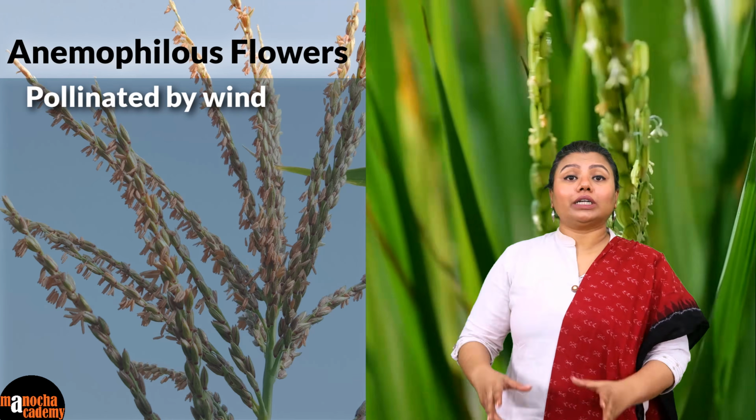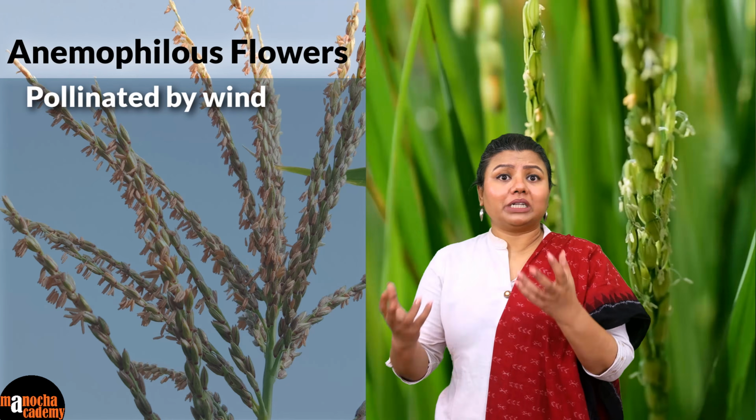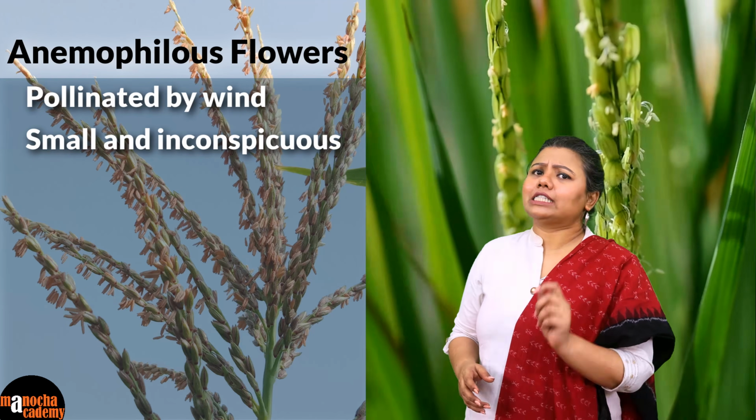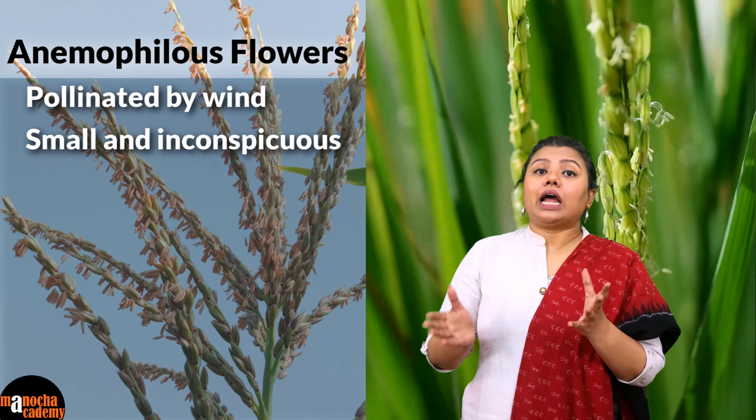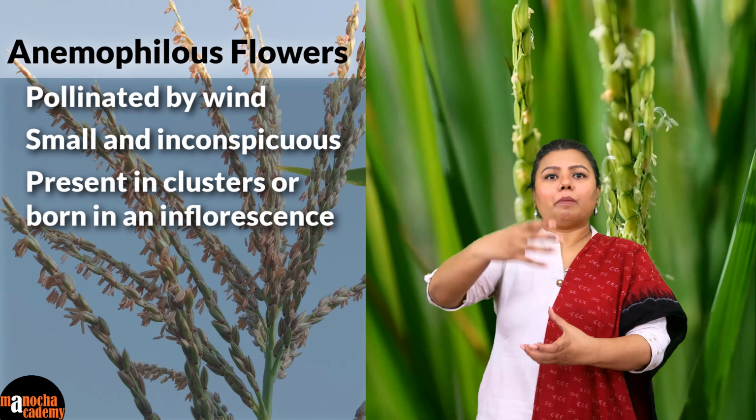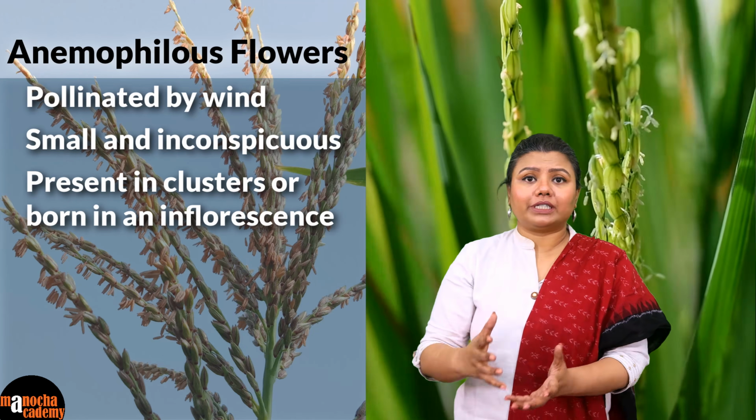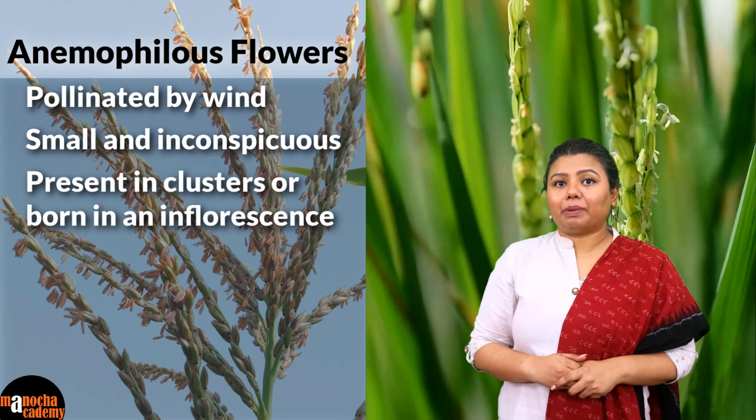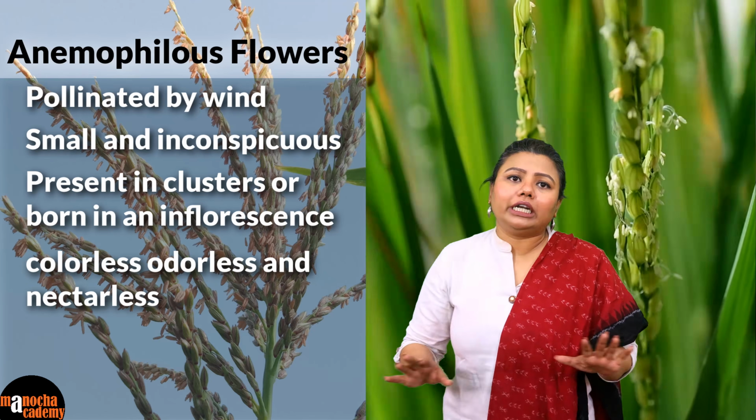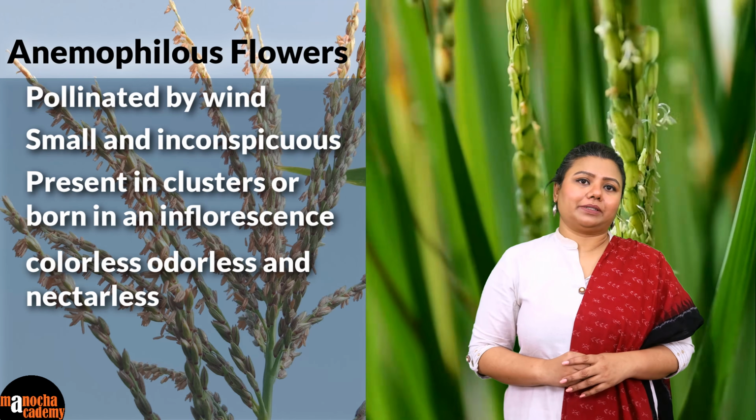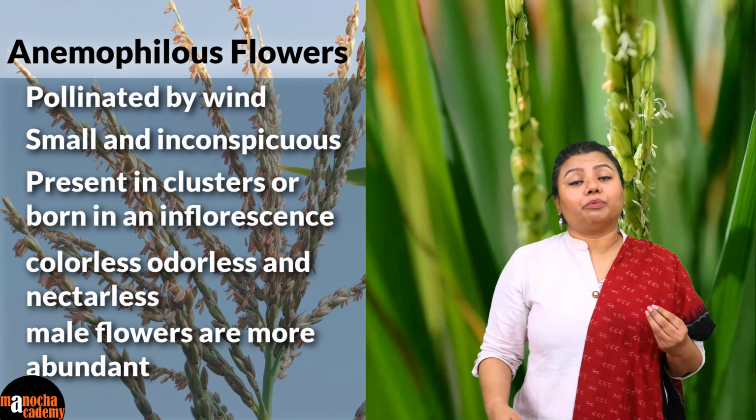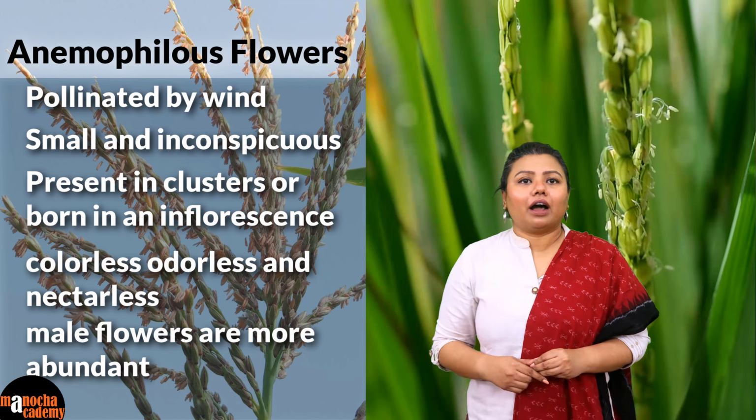Now, since it does not have to attract any animal towards itself for pollination and is simply carried by wind, these flowers are small and inconspicuous. However, they are also present in clusters or borne in an inflorescence, so that the moment a bunch of flowers moves, there is a lot of pollen grain that can be carried by the wind. Needless to say, they also are colorless, odorless and nectarless because they do not need to be conspicuous, they do not need to attract pollinators. The male flowers are way more abundant because the possibility of wastage in wind pollinated flowers is very high.